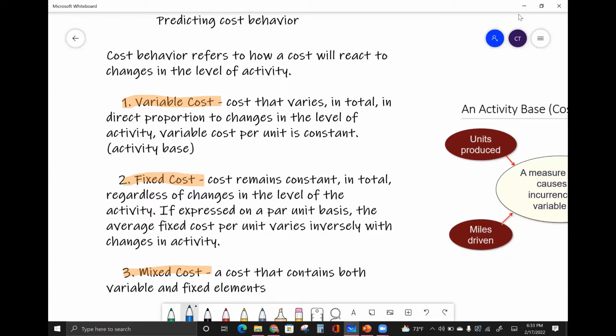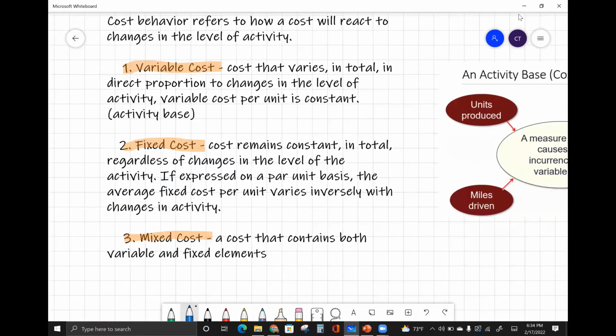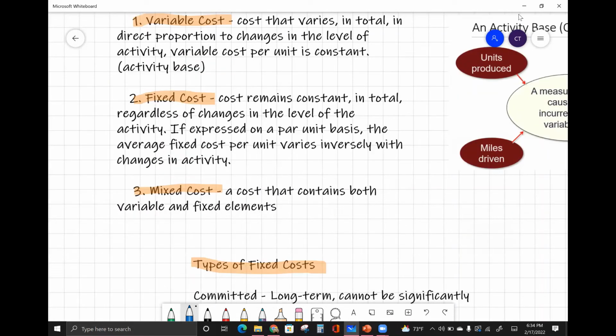Then we have our fixed cost. That cost remains the same. But with a fixed cost, the more items I have, the cost per item goes down, because that cost doesn't change. If I have fewer items, it's going to be more per item. If I have more items, then it's less per item, right? Because it's the same thing. And then we have a mix, a cost that has both variable and fixed components.